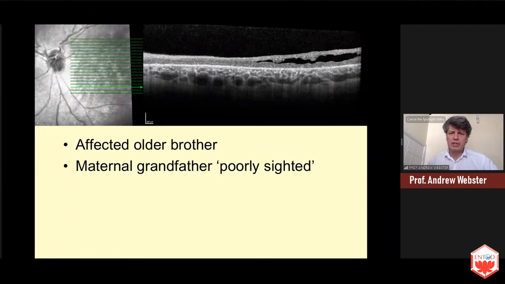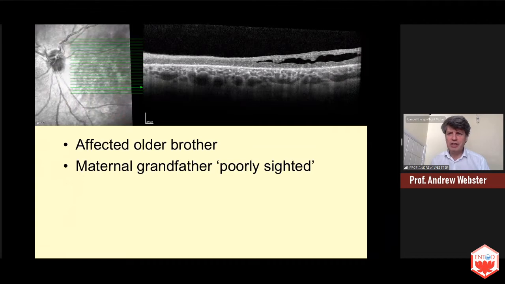He's in his 40s. He's got an affected older brother, and his maternal grandfather was poorly sighted. So whenever we hear that term maternal uncle or maternal grandfather, we think of one specific chromosome, and that's the X chromosome.